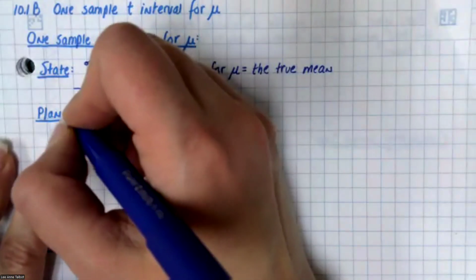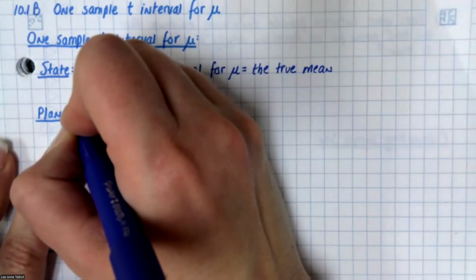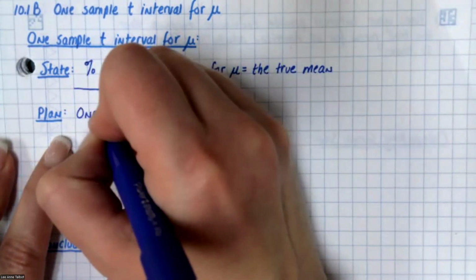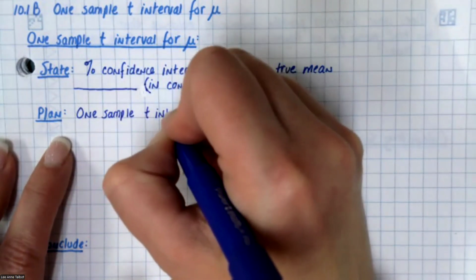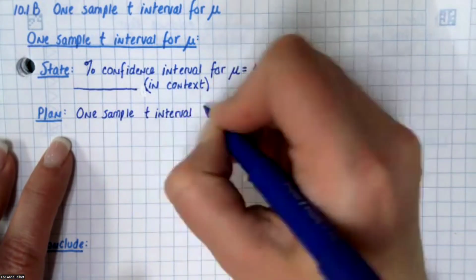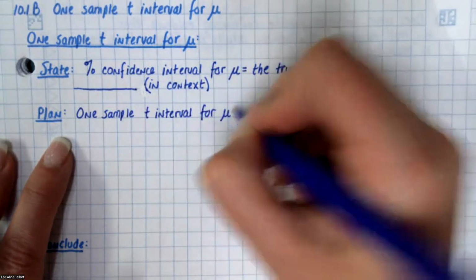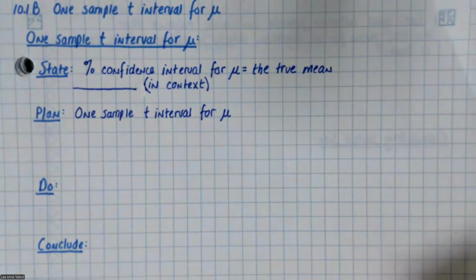Now, plan. We're going to start there. We say what we're doing. One sample T interval for means. One sample T interval for means.